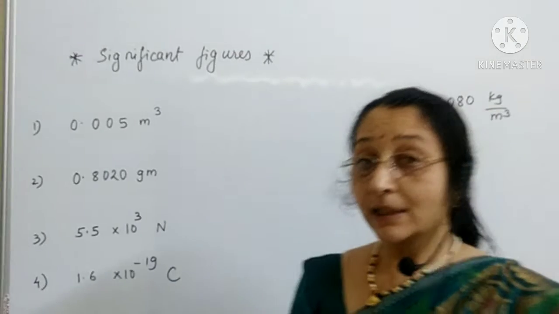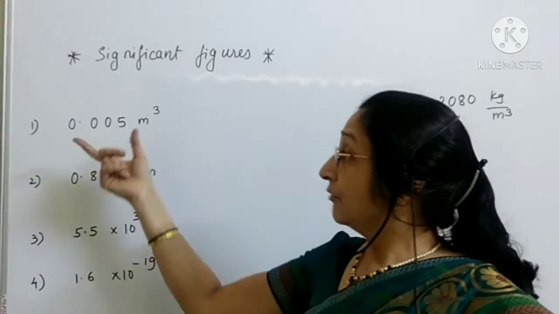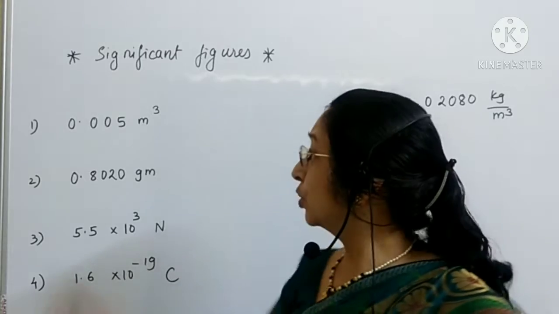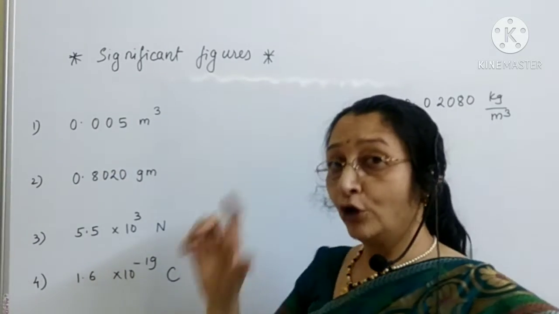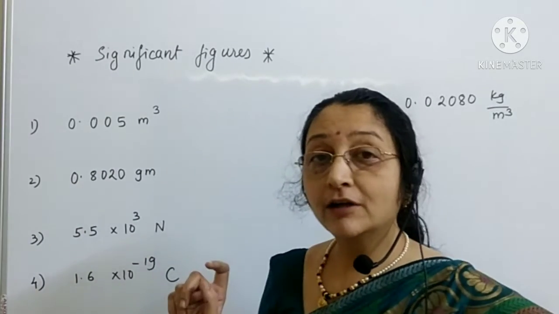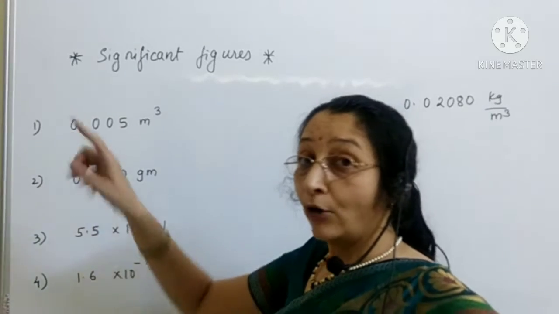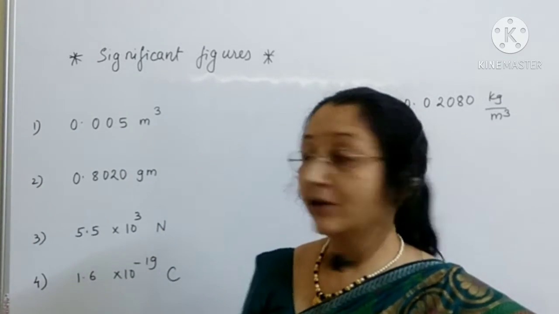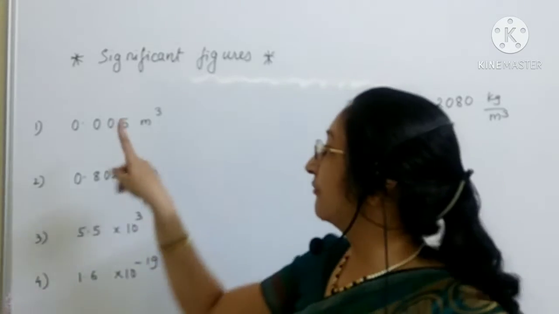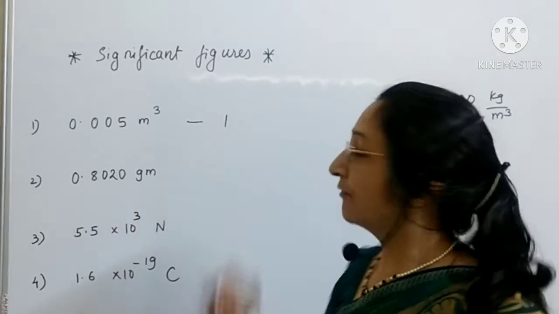Hello friends. Discussing some significant figures. Now supposing this, the first example we will take, that is 0.005 meter cube is volume of some particular object. Volume आहे. मग इथे significant figures किती येतील? तर हा 0 आणि हे 0. According to the rules of the significant figures, हे significant figures नाहीये. There is only one significant figure. So this will have only one significant figure.